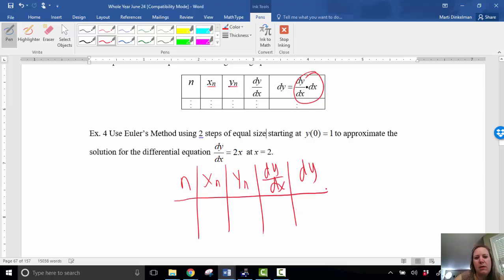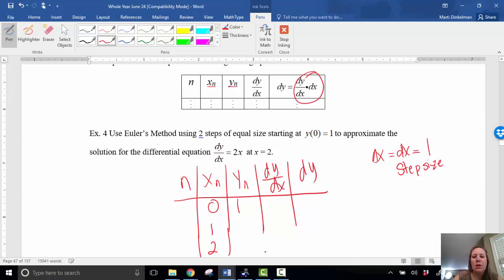Okay, so we're going to start with that 0, 1. Like I said earlier, we're going to end at 2, and it wants 2 steps. So I know I'm going to have to make sure that my x, just like delta x in those Riemann sums, is an equal increment. And so here the delta x or the dx is 1. Sometimes this is called the step size as well.